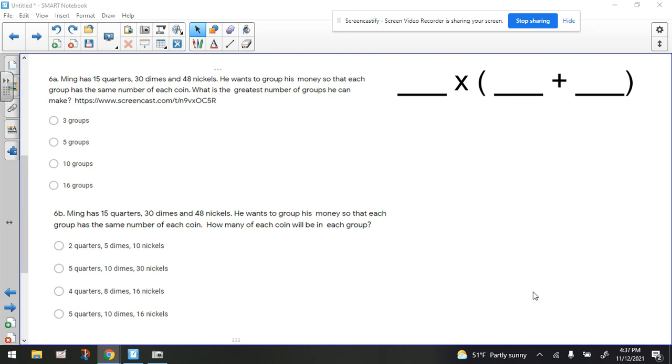We're looking at 6A, 6B, and 6C. Ming has 15 quarters, 30 dimes, and 48 nickels. He wants to group his money so that each group has the same number of each coin. What is the greatest number of groups he can make?